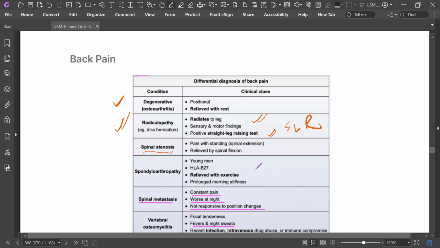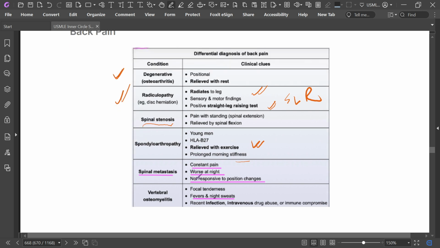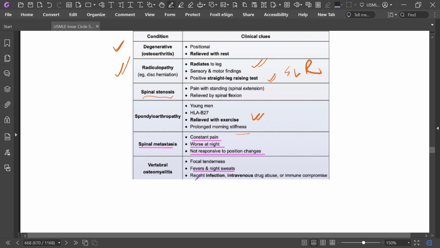Spondyloarthropathy is relieved with exercise: HLA-B27, young man, relieved with exercise, with prolonged morning stiffness. Spinal metastasis is a constant pain, worse at night. And vertebral osteomyelitis has focal tenderness.